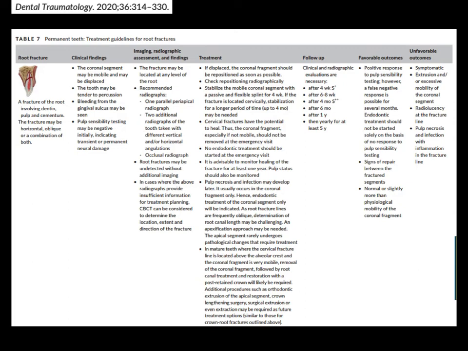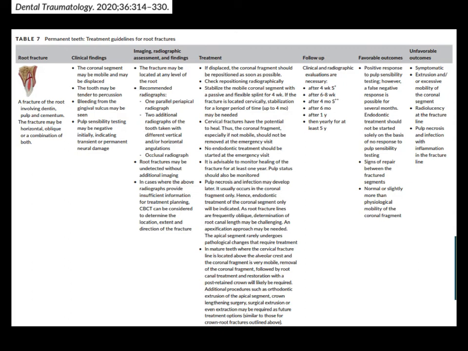Now the recommended radiograph is to take a periapical radiograph and 2 additional radiographs by changing the horizontal and vertical angulation. And sometimes there is no displacement. If there is no displacement, you cannot see the fracture. The follow-up will extend up to 5 years.